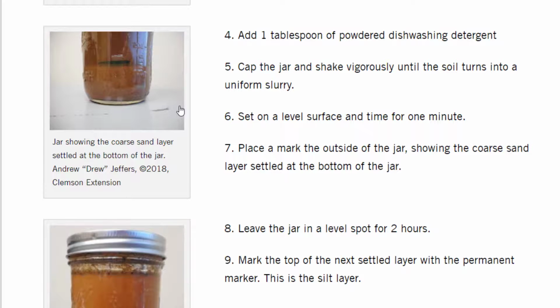The next thing we're going to do is add a tablespoon of dishwashing detergent or borax dishwashing soap. What that does is it helps the soil disperse or move away from each other, and breaks down that glue that leads those particles to join together, and then will help them come out of solution more easily so we can measure them.